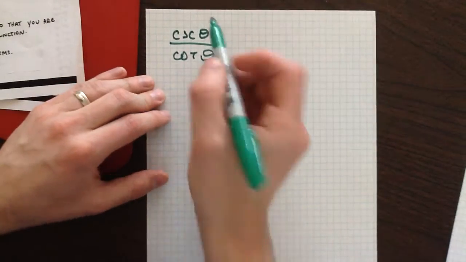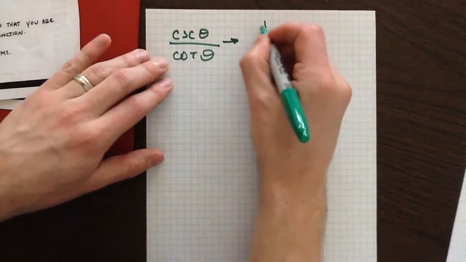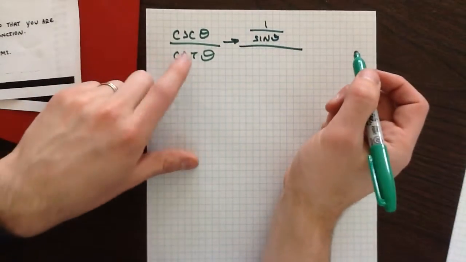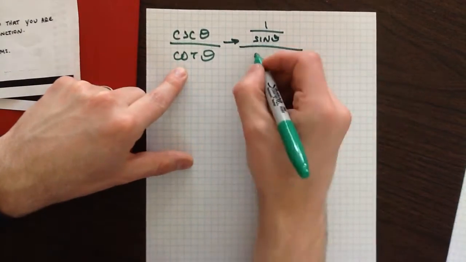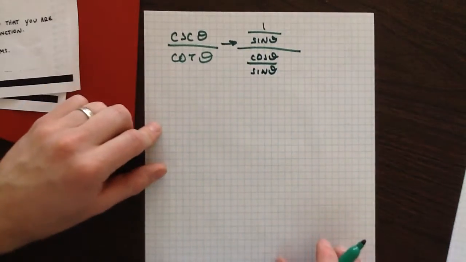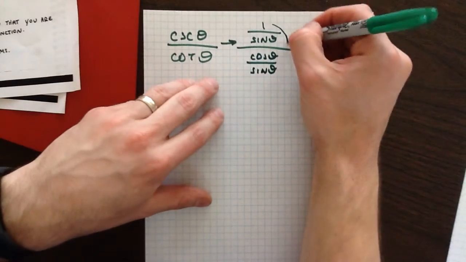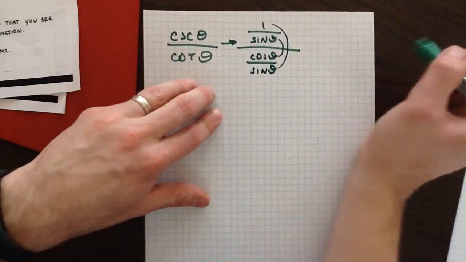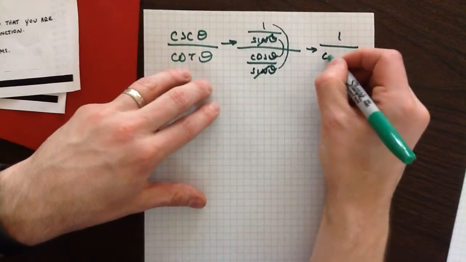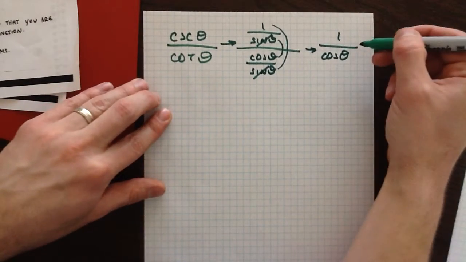What I see, cosecant, that's the same thing as 1 over sine. Cotangent, well, that's the same thing as cosine over sine. Well, we've got a fraction divided by a fraction, which is multiplied by the reciprocal, outside over inside. The sines cancel out. That's going to give us 1 over cosine. And what's 1 over cosine?